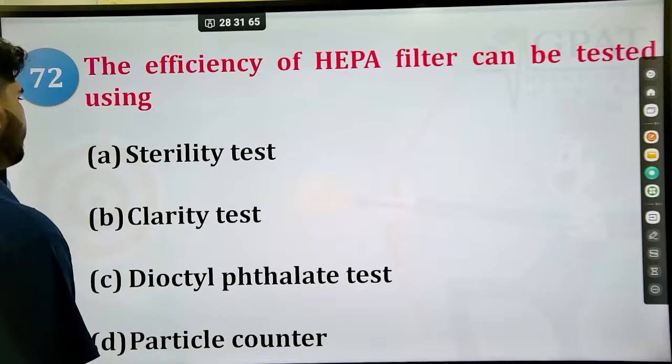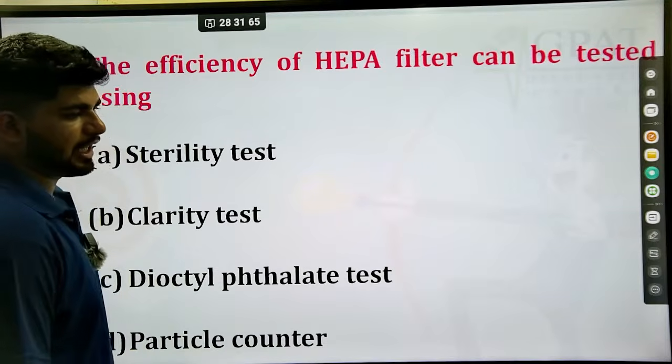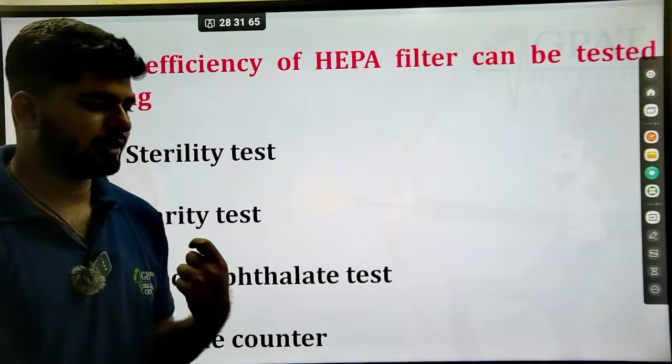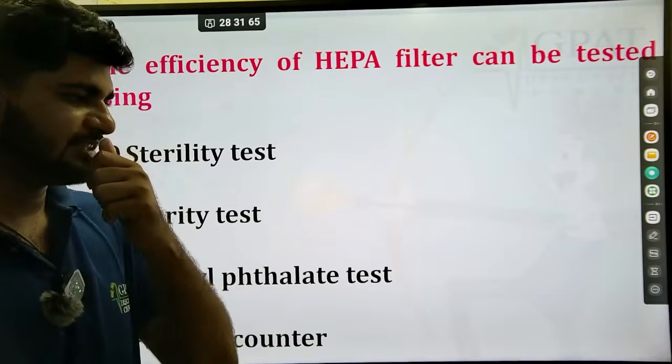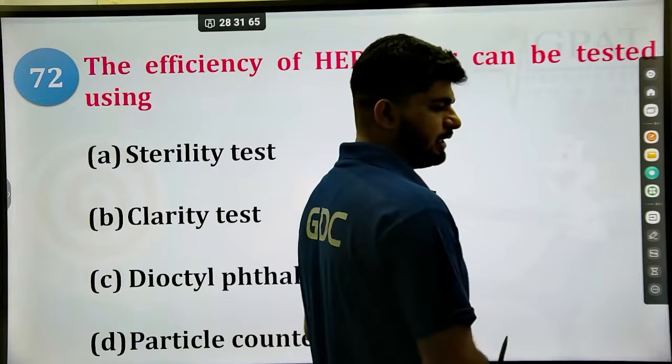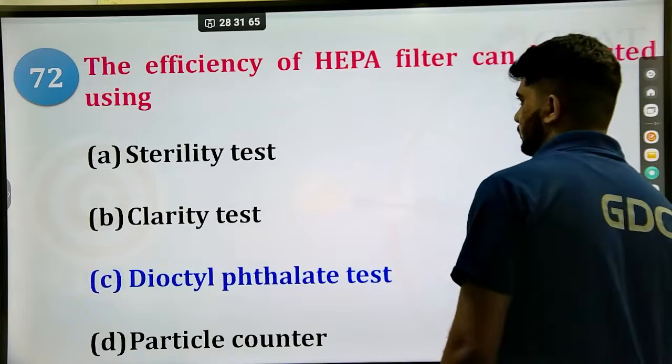Okay. The efficacy of HEPA filter, high efficiency particulate air filter, can be tested using what? Is it your sterility test? No. Clarity test? No. DOP test, dioctyl phthalate test is used to be done with HEPA filter, right? So dioctyl phthalate test is going to be your correct answer over here.